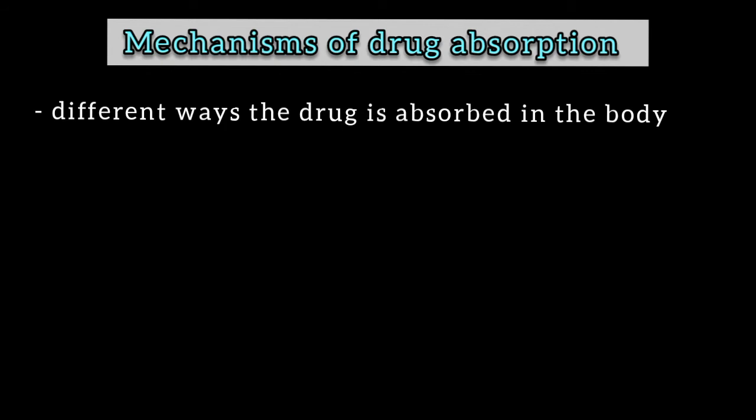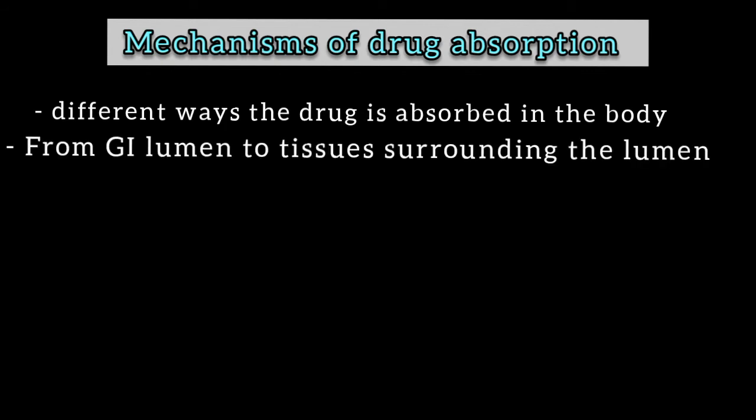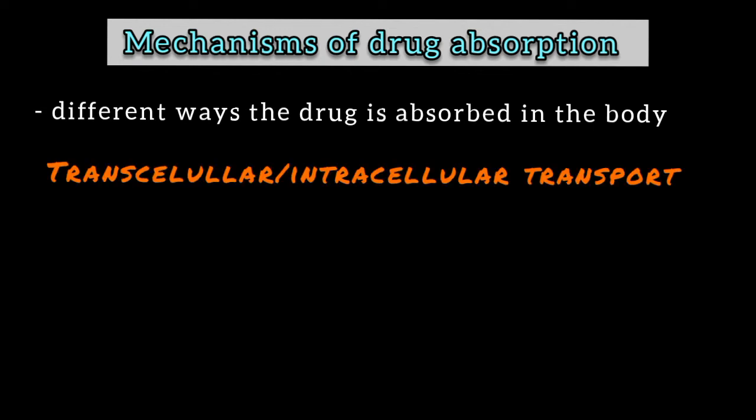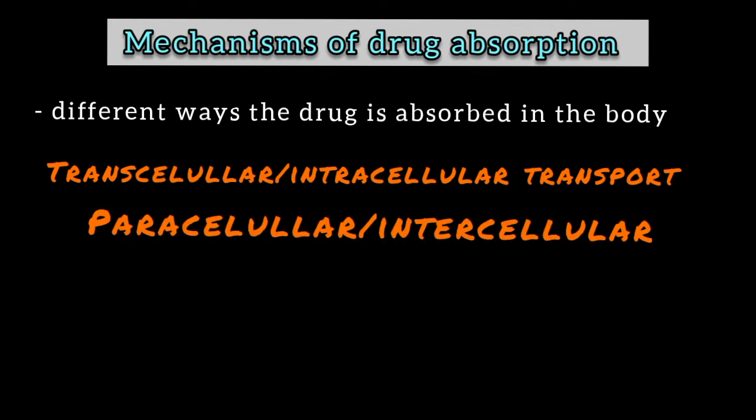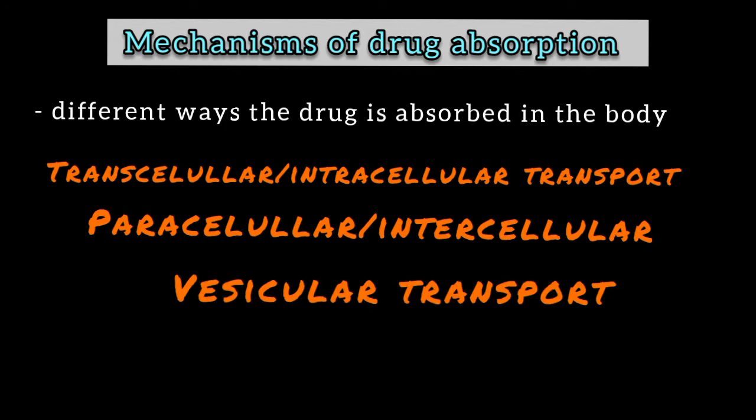Today we're going to be talking about the mechanisms of drug absorption, the three main ways in which the drug is absorbed into the body, from the GI lumen into the tissues surrounding the lumen. And this is through transcellular or intracellular transport. Second one being paracellular or intercellular transport. And the third one being vesicular transport. I'm just going to give a brief overview of those three mechanisms of transport.